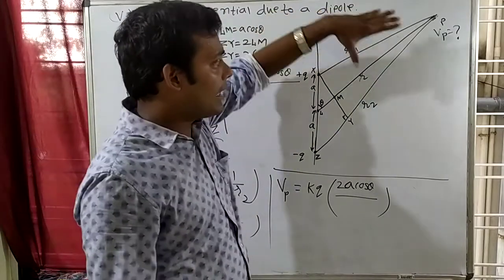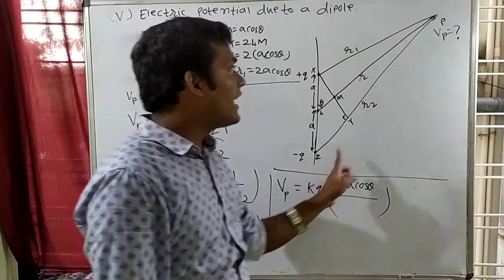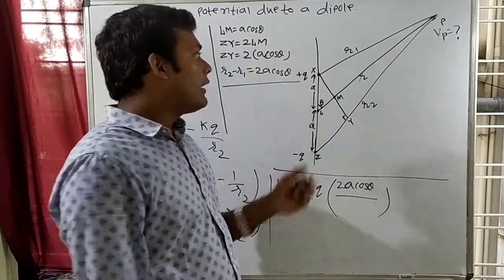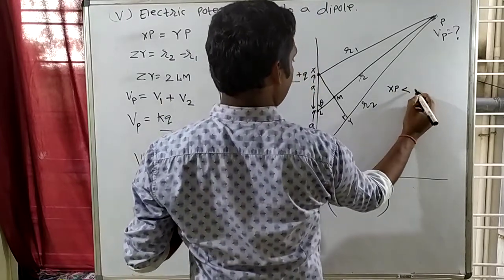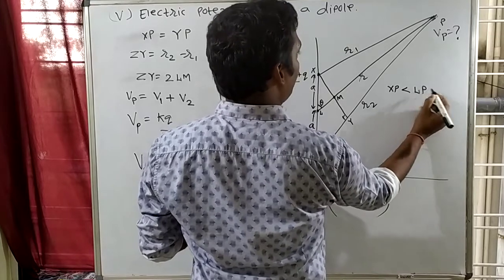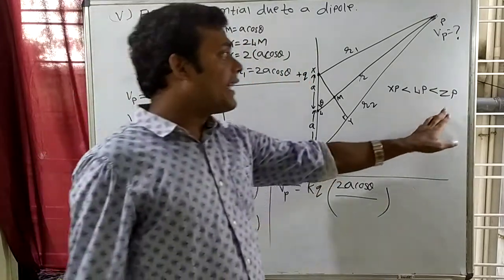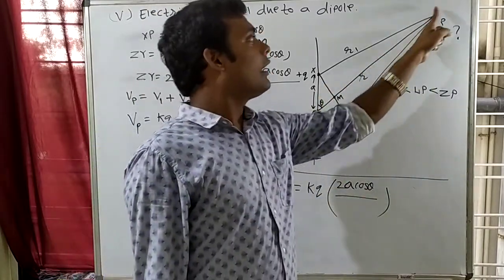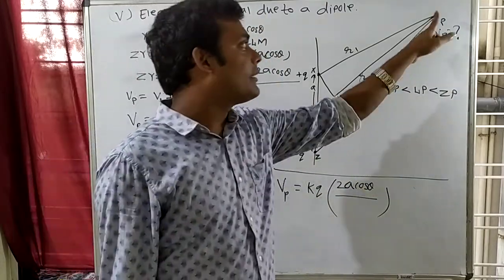This is the smaller side, this is the bigger side. XP is the smaller side and ZP is the bigger side. Or can we say that XP is less than LP is less than ZP? Can we say this thing? ZP is the greatest, XP is the lowest, and LP is coming between. LP comes in the middle, right?